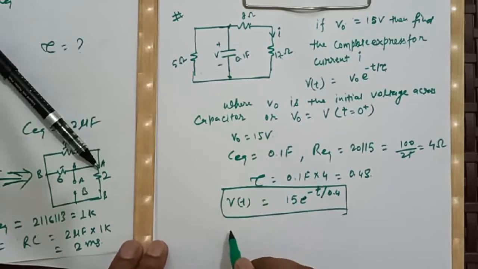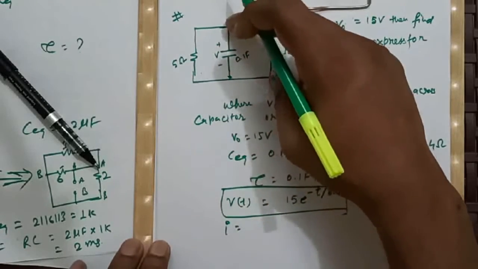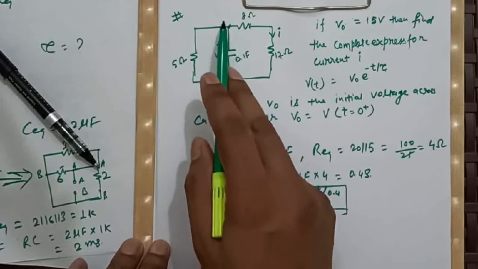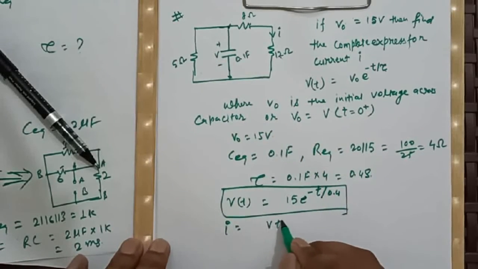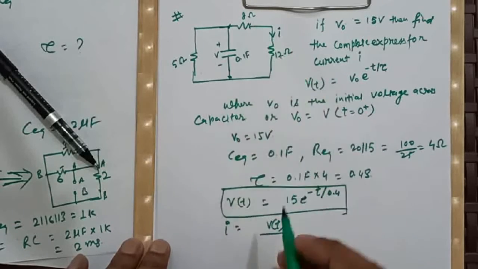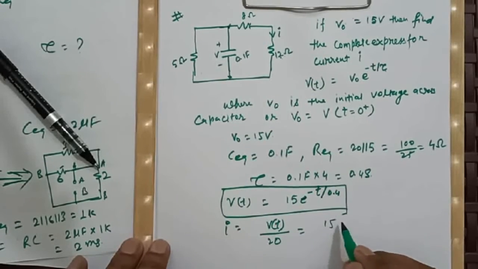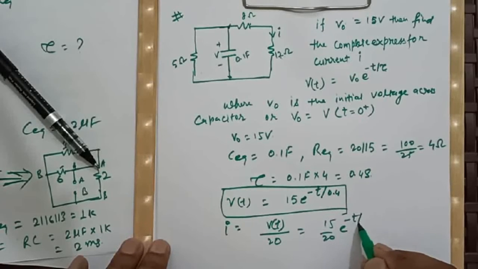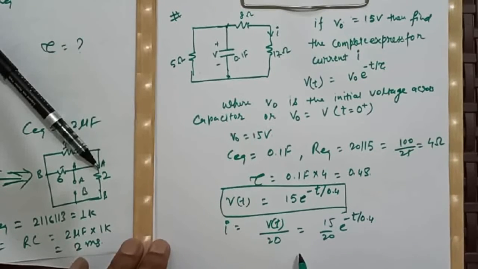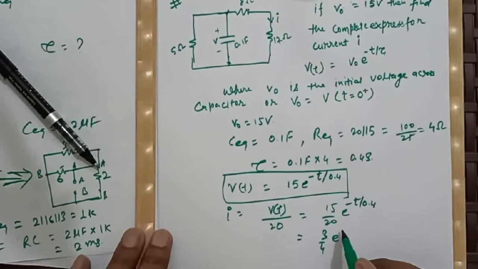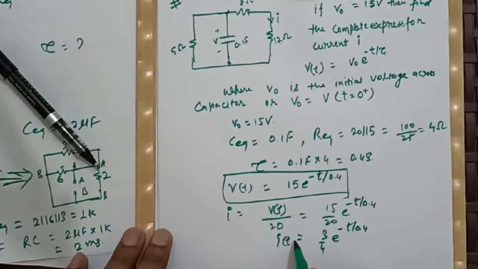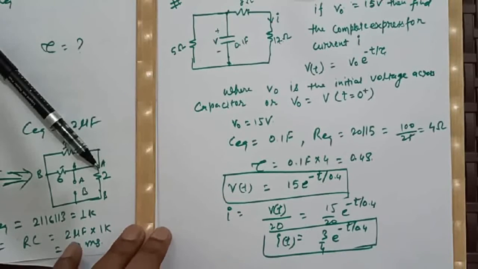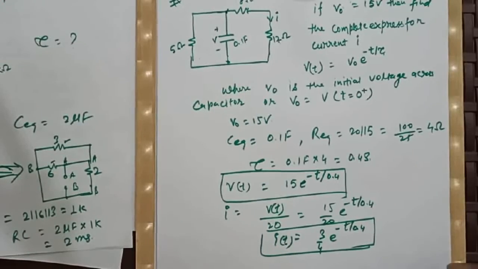Now what will I be? See, I will be nothing but the voltage across the capacitor divided by the resistance of this path, which is nothing but V(t) divided by 12 plus 8, that is 20. So 15 by 20 e to the power minus t by 0.4, which is nothing but 3 by 4 e to the power minus t by 0.4. This will be the I(t). Clear? Now let us take another example.